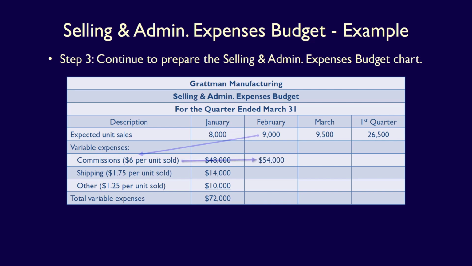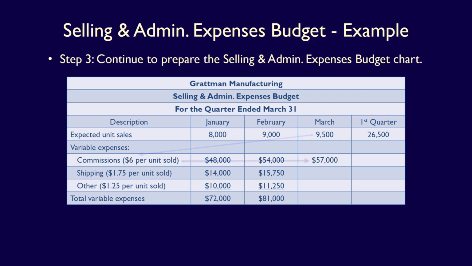Moving on to February, 9,000 units sold multiplied by $6 per unit commissions equal to $54,000. 9,000 units sold multiplied by $1.75 per unit shipping expense is equal to $15,750. 9,000 units sold multiplied by $1.25 per unit other variable expenses, $11,250. For February, total variable expenses is $81,000.